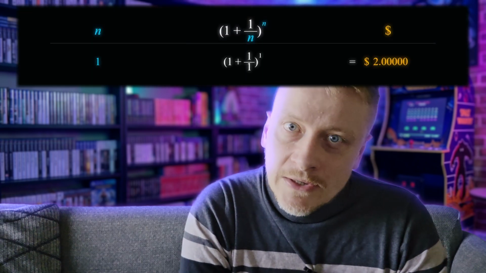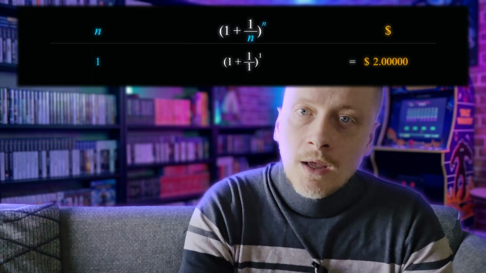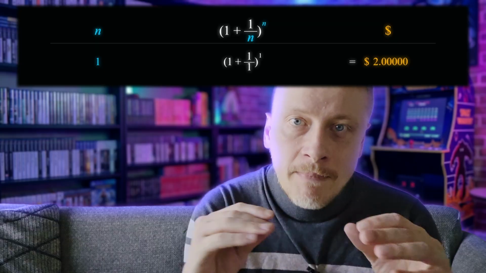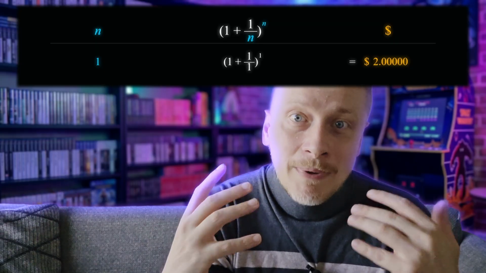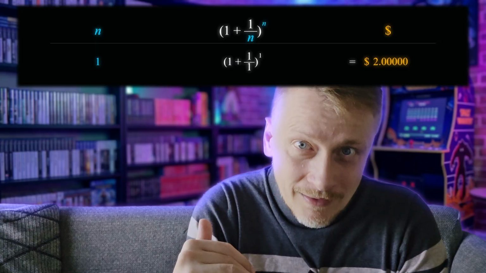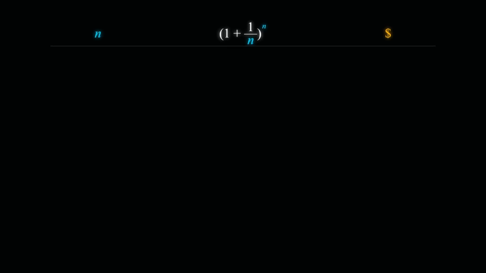To model this mathematically, imagine you write a script to simulate a bank account. You start with $1 and the bank pays 100% interest over a year. If they pay you once at the end of the year, you have $2. But what if you tell your loop to calculate the interest twice a year at 50%? You end up with $2.25.